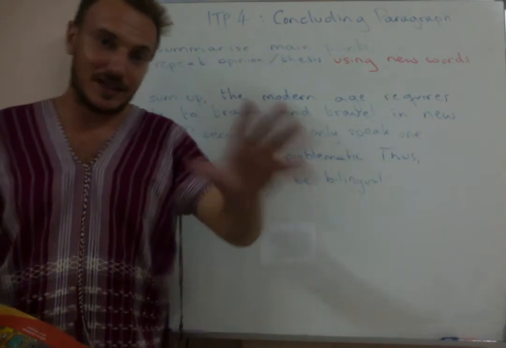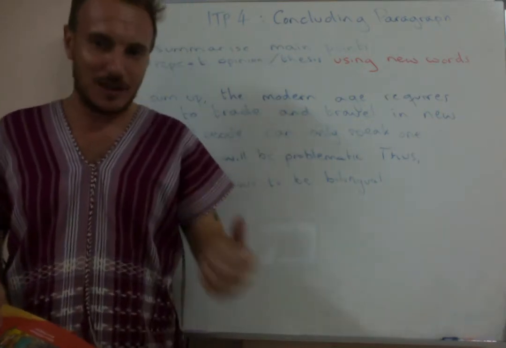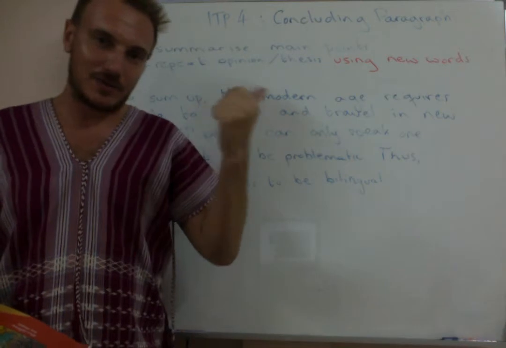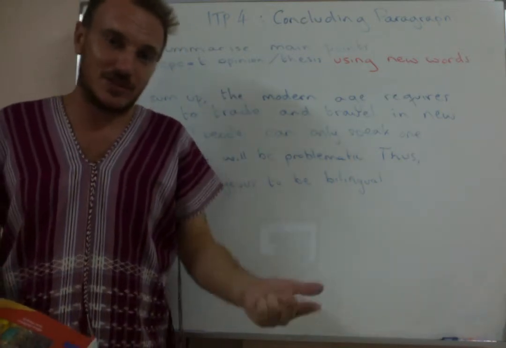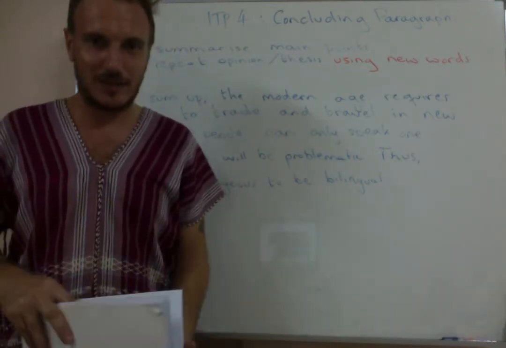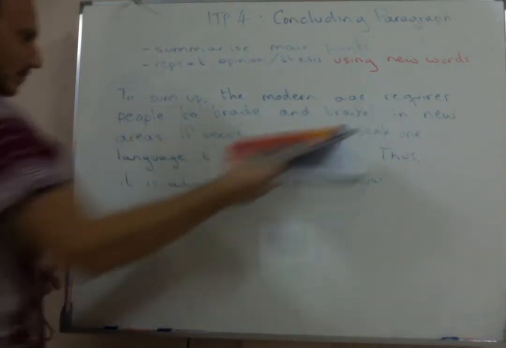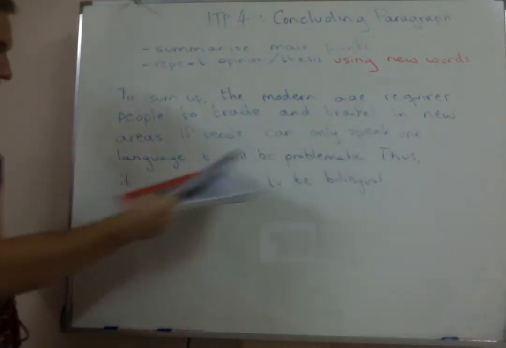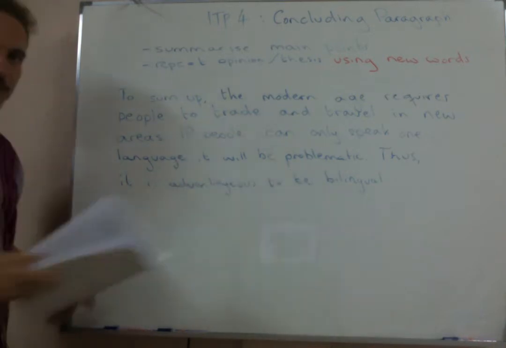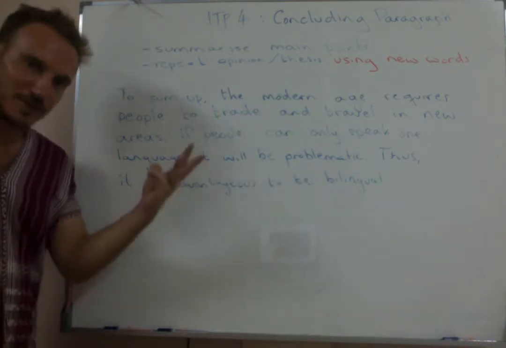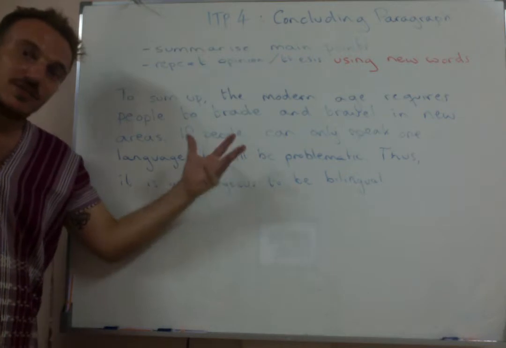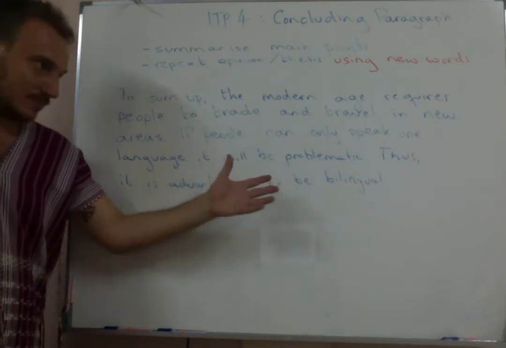And the ideas, in case you haven't seen last week, the ideas were about trade, about traveling, and about the advantages for people who can speak more than one language. So, trade, travel, and the problem that people have if they can only speak one language. All 3 of those main points are now summarized in 2 sentences in the conclusion.